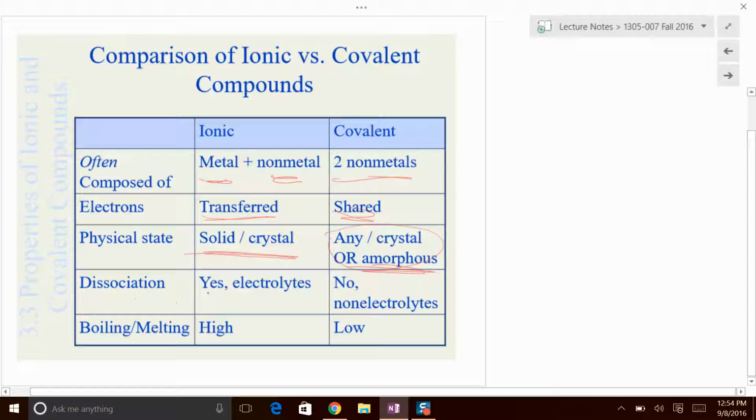But dissociation. Do they dissociate? Ionic compounds, yes, which makes them electrolytes, which allows them to conduct electricity. Covalent compounds are not electrolytes. They will not conduct electricity.